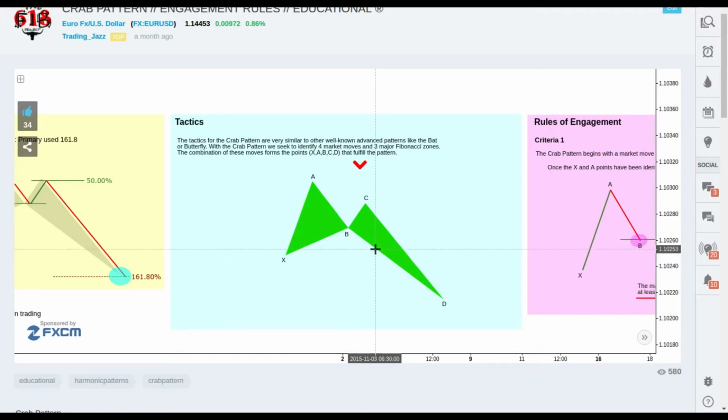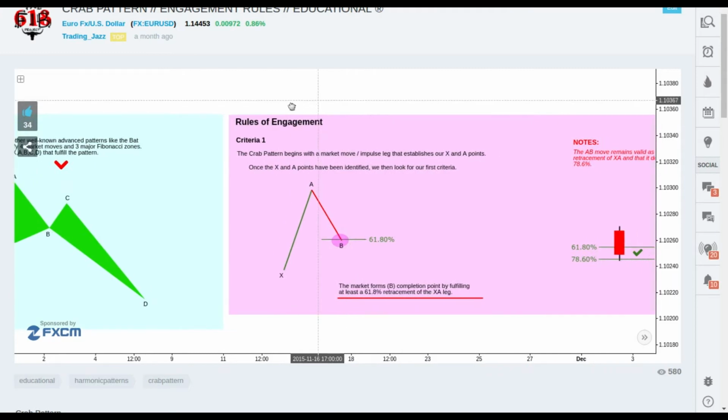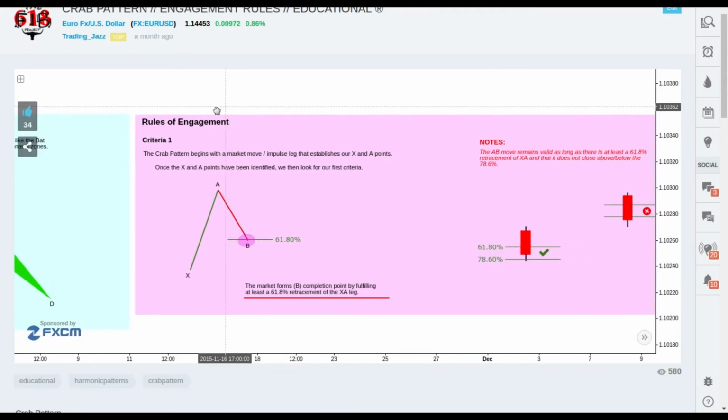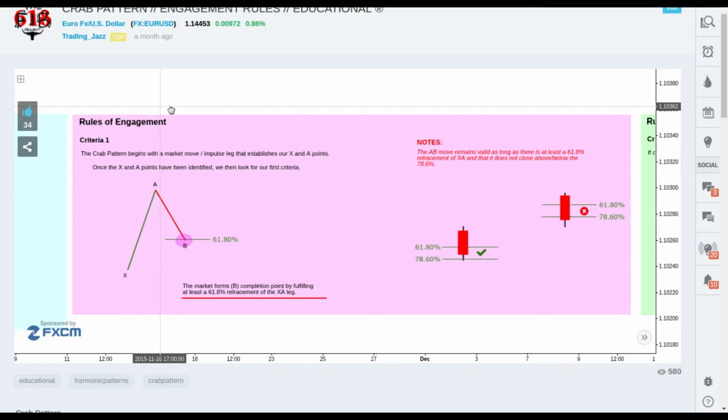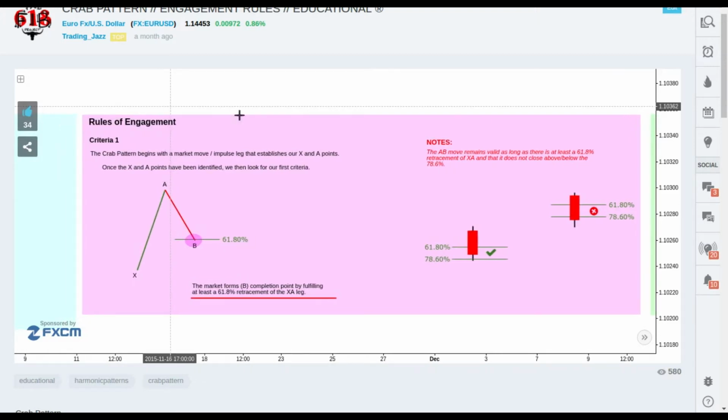With the crab pattern we seek to identify 4 market moves and 3 major fib zones. The combination of these moves forms the points X, A, B, C and D that fulfill the pattern. Rules of engagement. The crab pattern begins with a market impulse leg that establishes our X and A points. Once the X and A points have been printed, we look for our criteria.